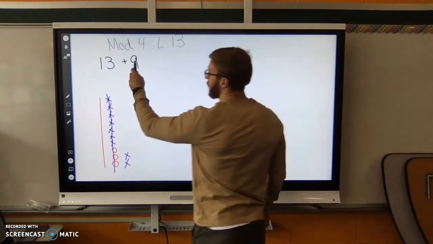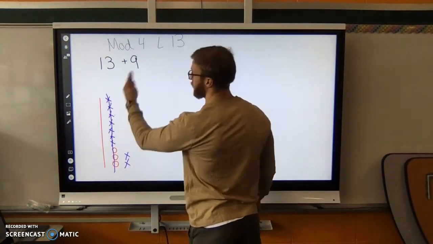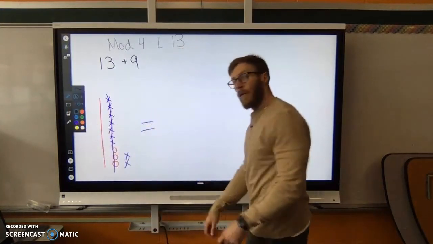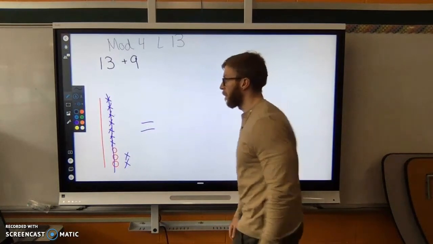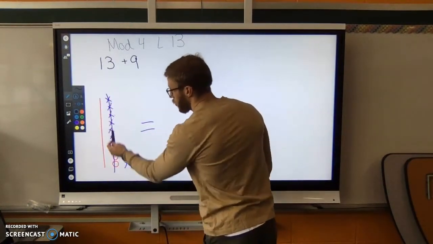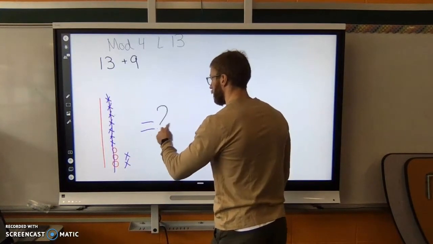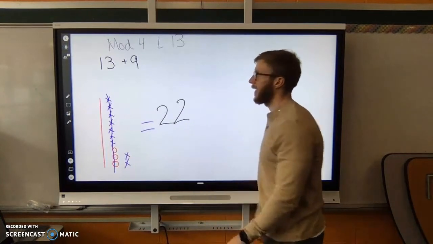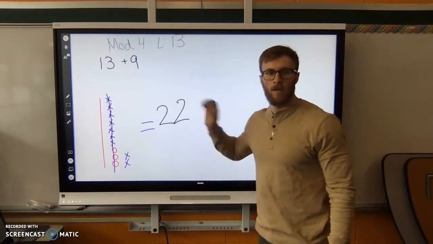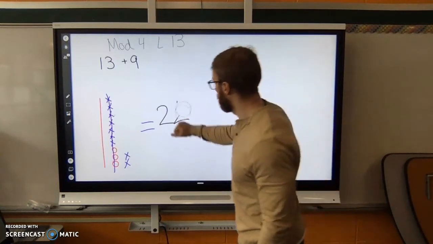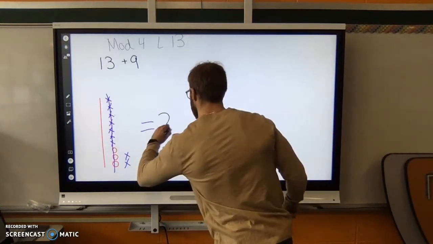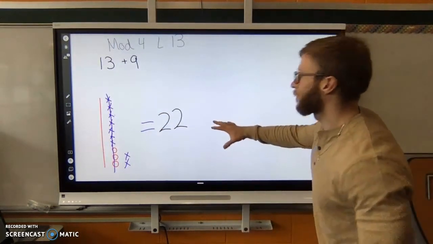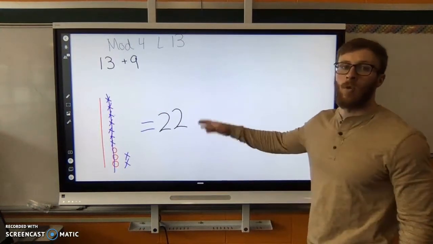So now, 13 red plus 9 purple equals, well, let's count our picture. How many 10s do we have? We have 1 10, 2 10s, and then 1, 2 1s. So our answer is 22. Okay? I drew that terribly. Let me rewrite that. It's a little bit better. Sorry. I got a weird angle. But anyways, we have our 2 10s and 2 1s to make 22.